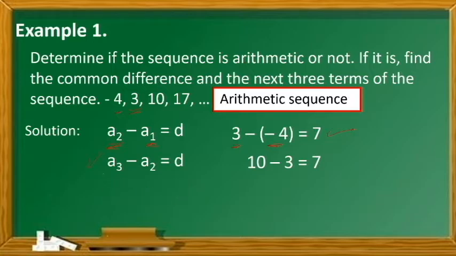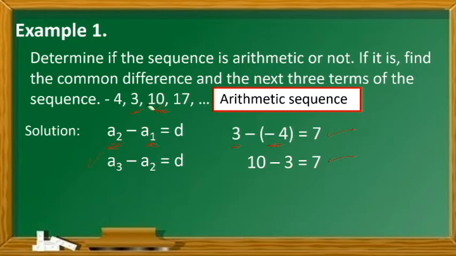So let's continue and substitute. A sub 3 is 10 minus a sub 2, which is 3. Take note, we subtract the second term from the third term. So we have 10 minus 3 equals 7. From the first difference, we have 7. The second difference is also 7. Let's proceed to the third one.